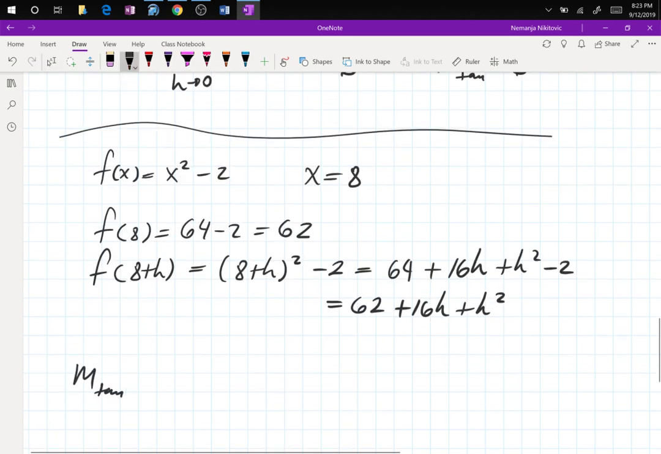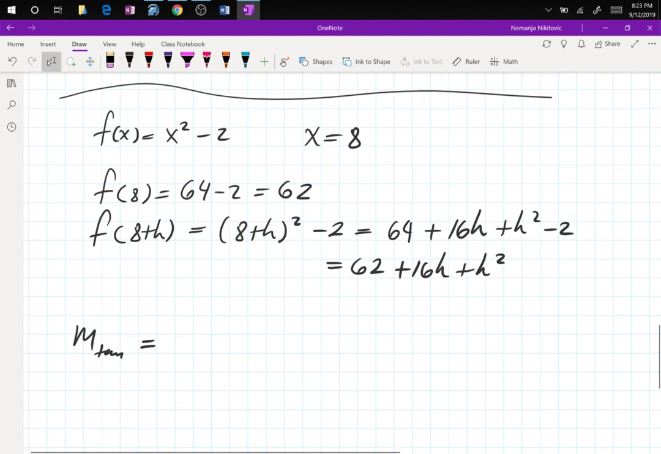M tangent, look at that productivity, huh? Working towards your bonus.